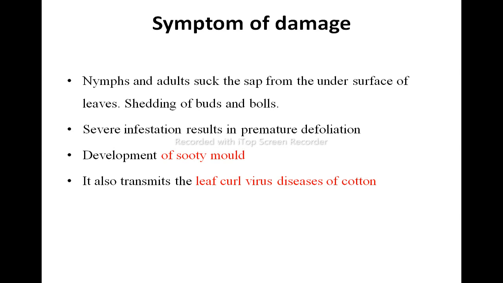When the whitefly causes heavy infestation, at that time on the crop we can see premature defoliation, means falling down of the leaves before maturing. Third, sooty mold growth. All the sucking pests, means the pests which come under the hemipterans, release honeydew, and because of that, honeydew is a sticky substance which attracts the mold, means where this honeydew is present there the sooty mold growth takes place.